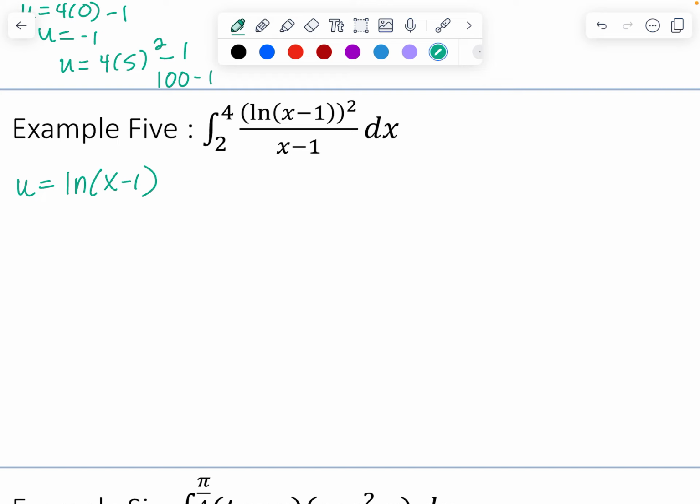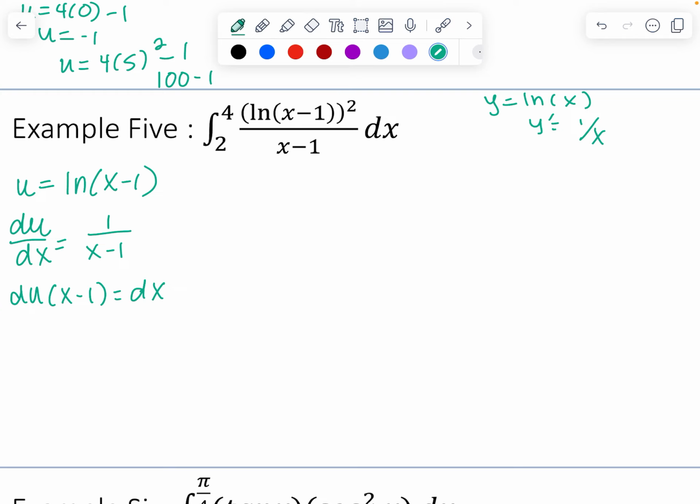And just if you remember over here, say y equals the natural log of x, the derivative of that is 1 over x. So this is like the same thing. You technically have to use the chain rule, but because the derivative of the inside function equals 1, you don't even really notice you're using it. So the derivative of this is 1 over x minus 1. And so that means that du over x minus 1 equals dx. So that's the first work I'm going to have to do.